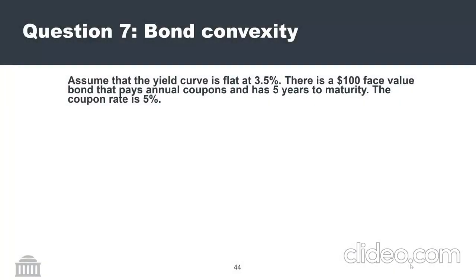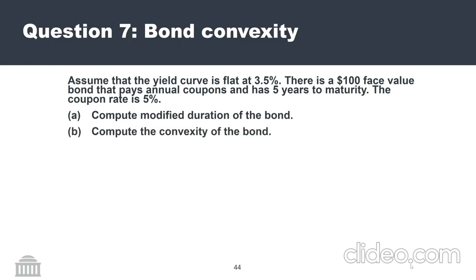In this question, we will learn how to compute bond convexity, and we'll learn how to use it to approximate the change in the value of our holdings or in the value of the bond. We'll assume that the yield curve is flat at 3.5%. We will assume that there is a $100 face value bond that pays annual coupons and has 5 years to maturity. The coupon rate is 5%. First, we will compute the modified duration of this bond. Second, we will compute its convexity.